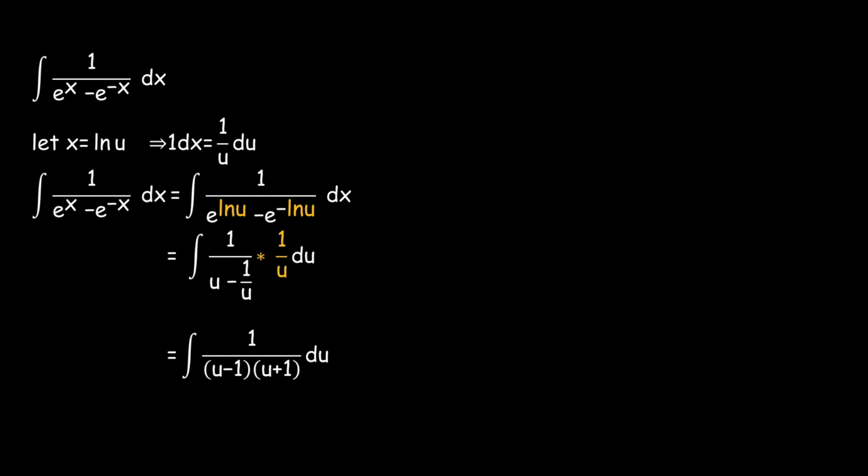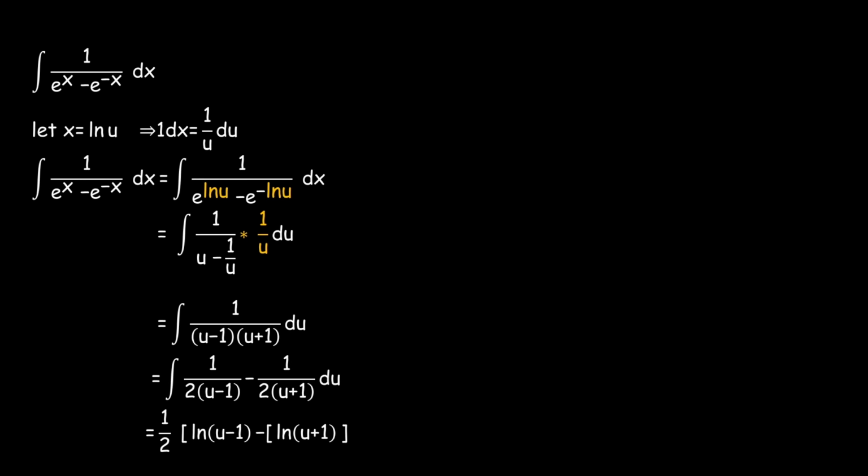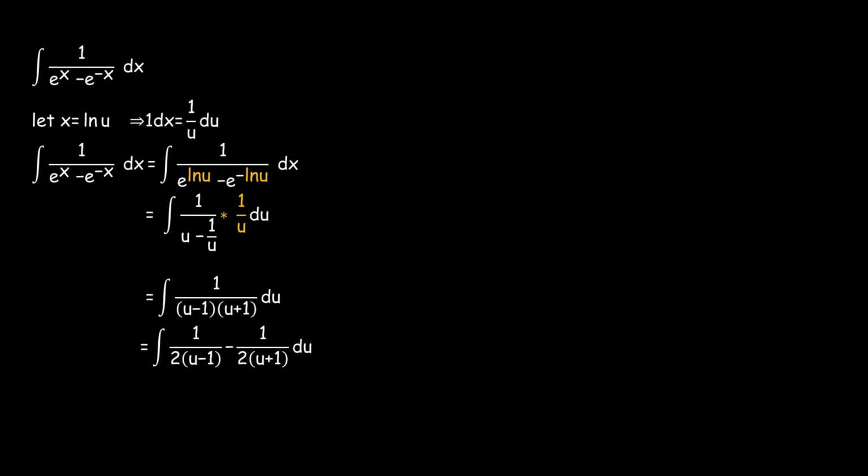So keep in mind, this expression is not being simplified. You need to find the partial fractions, which are 1 over 2 times u minus 1, minus 1 over 2 times u plus 1. I'm not going to explain in much detail because I have explained before. So integrating this would actually give us the natural log of u minus 1 minus the natural log of u plus 1. And then using the rule of logarithms, we're going to have half natural log of u minus 1 over u plus 1 plus the c.